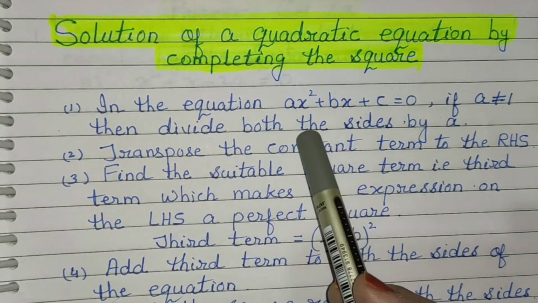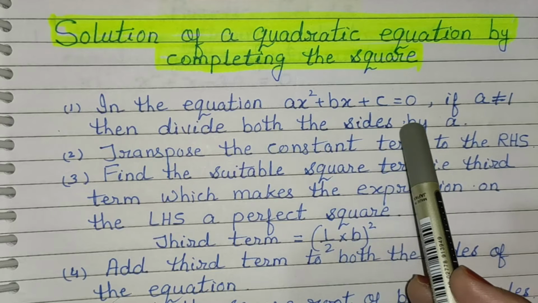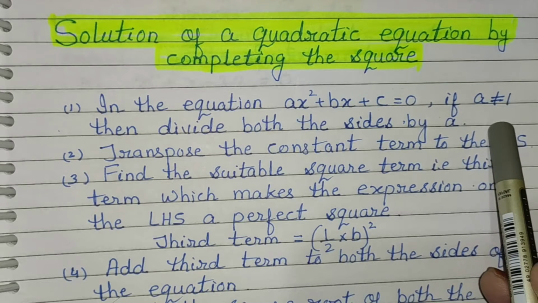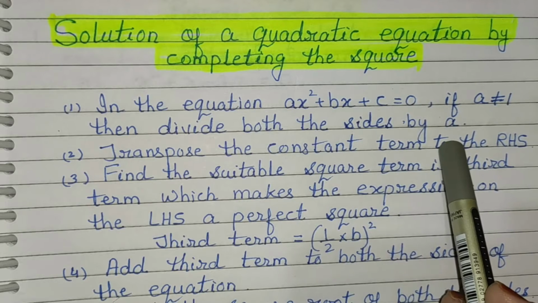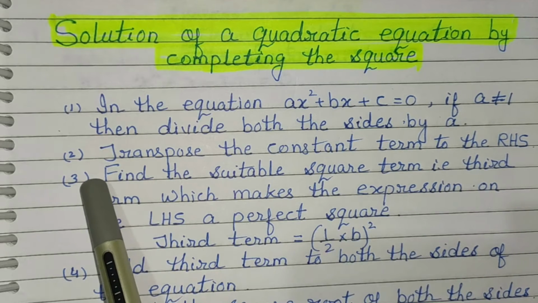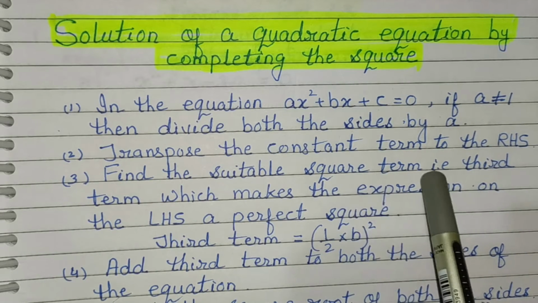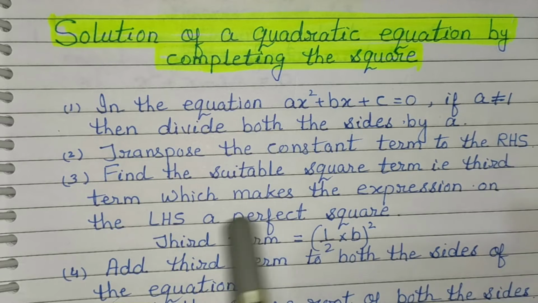The next topic is solution of a quadratic equation by completing the square. In the equation ax square plus bx plus c is equal to 0, if a is not equal to 1, then divide both the sides by a. Now the second step is transpose the constant term to the right hand side.